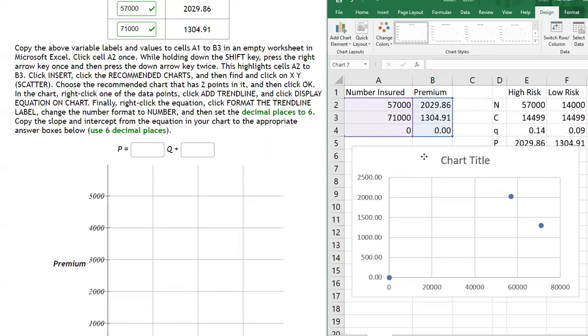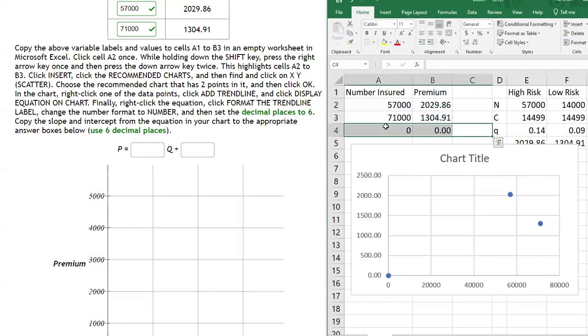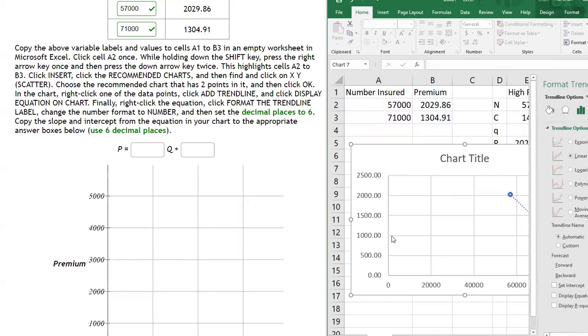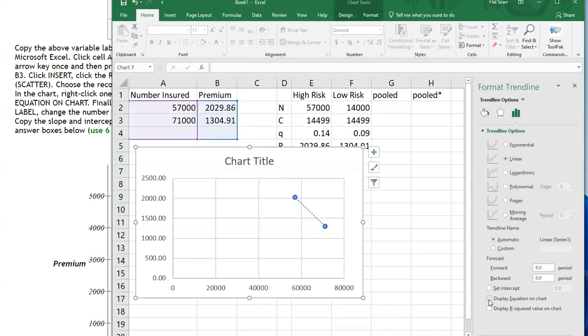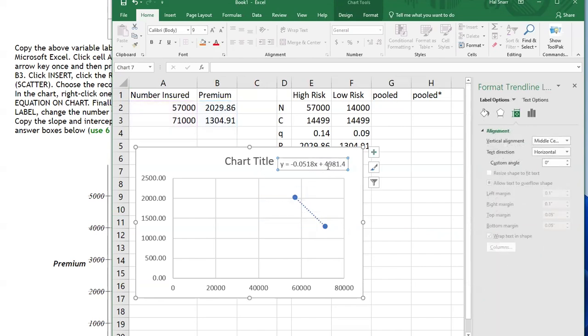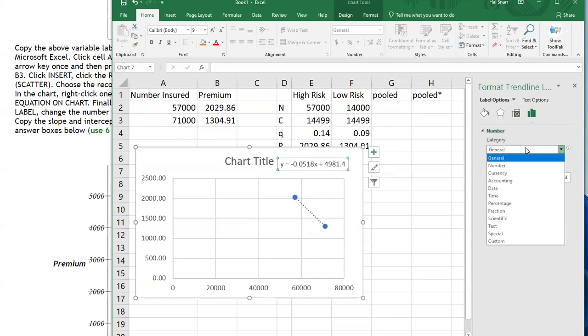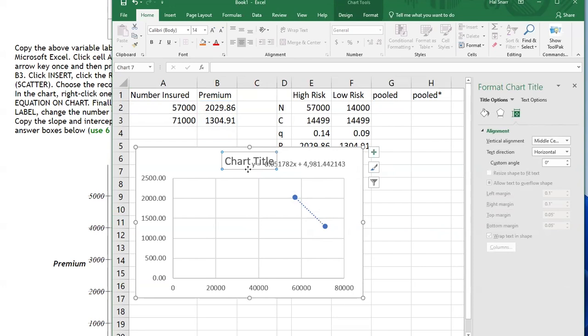Okay, so I can delete these values right here. Now I have a demand curve that will be made when I connect these two dots. The way to connect the two dots is to right click, add a trend line, click on display equation on chart. Now before I go, I want to increase the number of decimal places. I'm going to change that to number and change this to 6 because I need 6 decimal places. I'm going to delete the chart title.